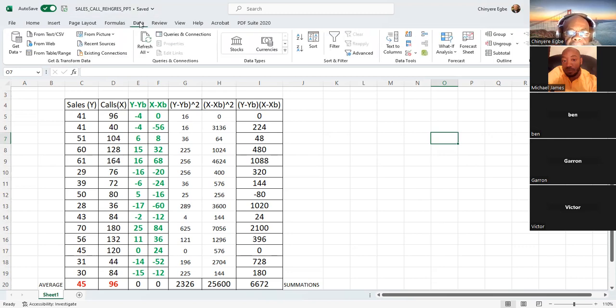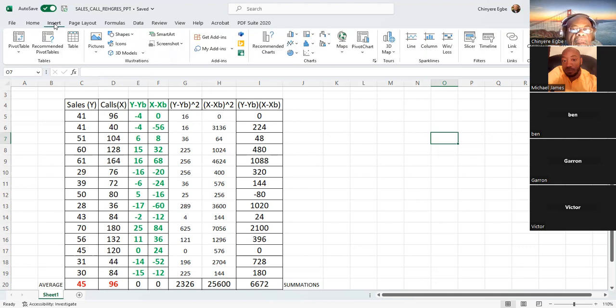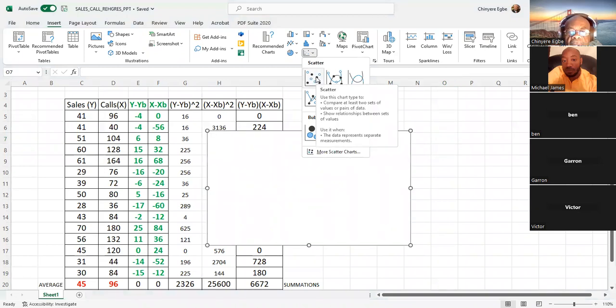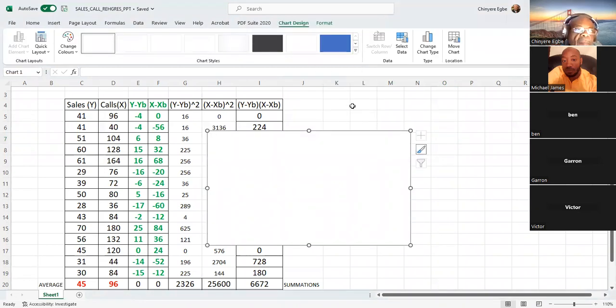You go to insert, because you're trying to make a chart. You see where you have charts here. Are you seeing the charts? Yes. Okay, so you click on that. You have nothing.